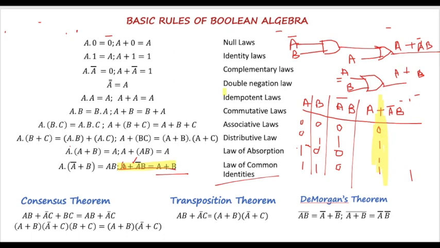So here you can see, students, I have explained all the laws logically, using logic circuits and truth tables also. And some of the relations can also be explained algebraically. Now I'll discuss those theorems, consensus theorem, transposition theorem, and De Morgan's theorem, and some other theorems in the next lecture.